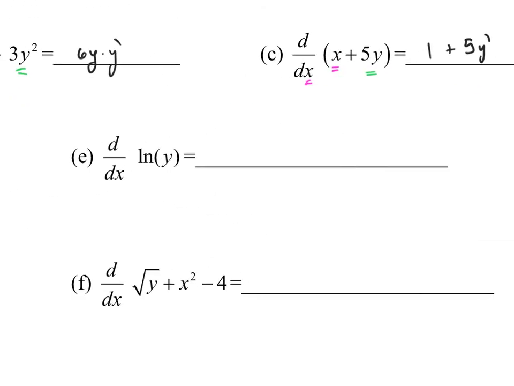How about the derivative of the natural log of y? Well, the derivative of the natural log of x is 1 over x, so the derivative of the natural log of y is 1 over y. But then remember, we have to multiply times the derivative of y because the variables don't match.